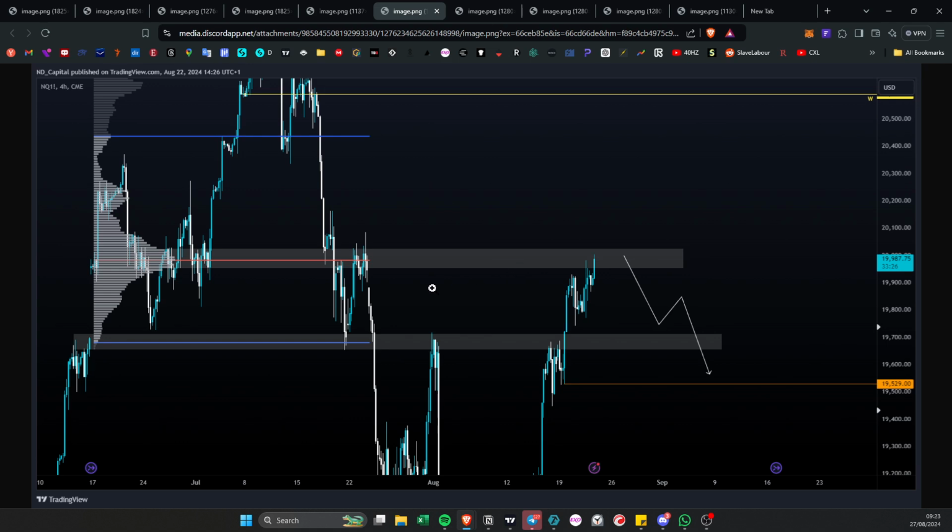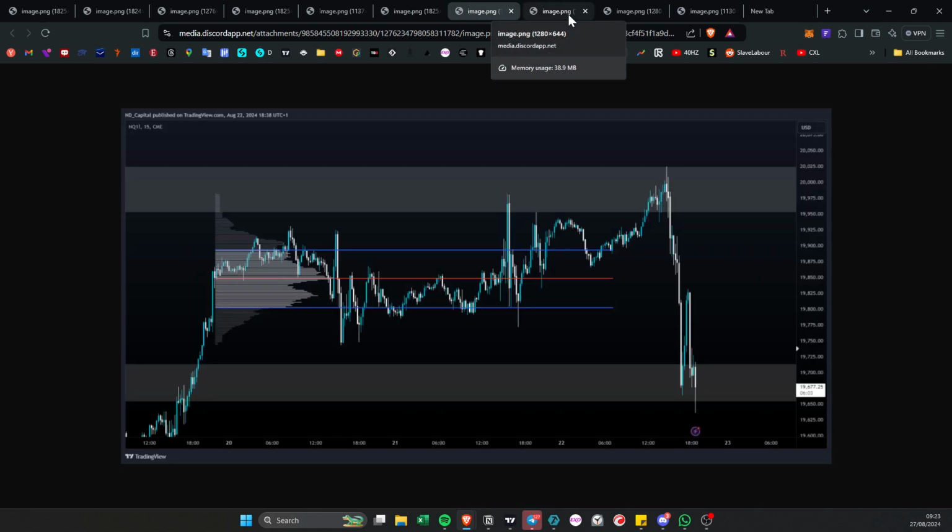So overall, first of all, you want price to be at a very balanced range. You want a range to be created, right? This is the first thing which you want to be looking for. So this is the volume profile. We can see a very nice range between 19,900 and pretty much 19,700, 800.